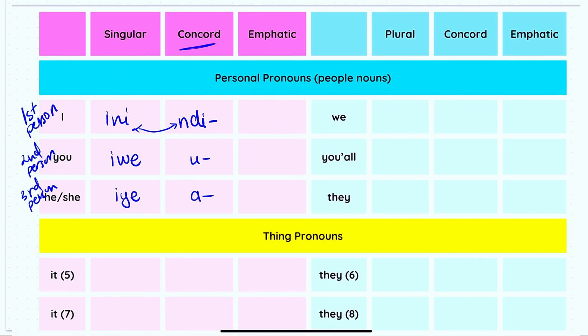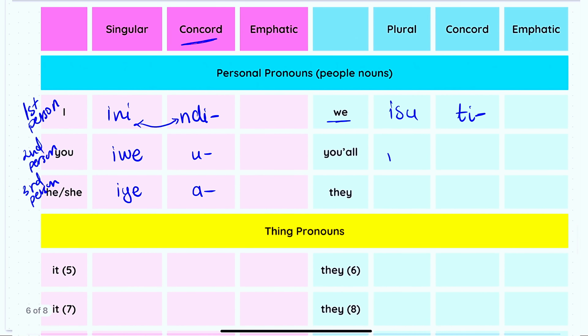Now let's go to the plural. If ini is singular, I, we is the plural for the first person, and we is isu. The concord for isu is ti. Second person plural, y'all, is imi. And the concord for imi is mu.